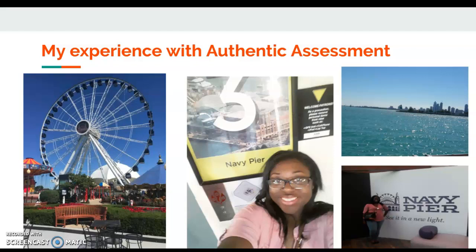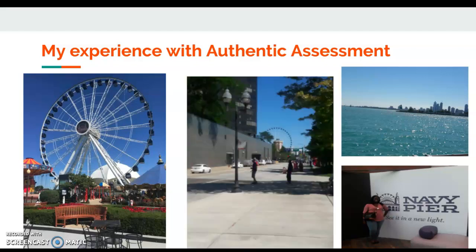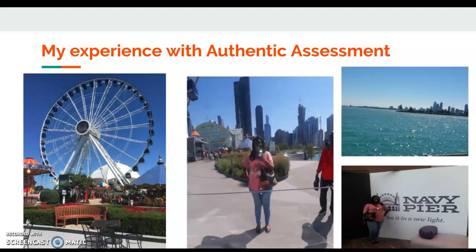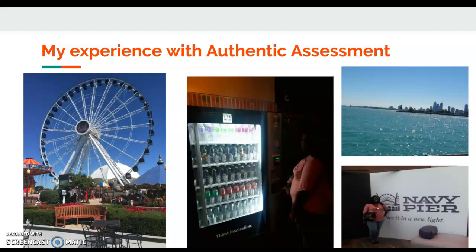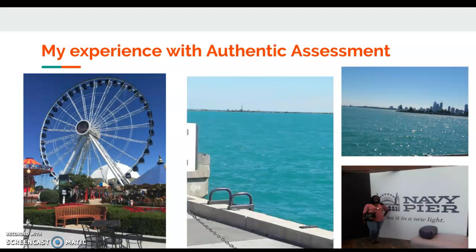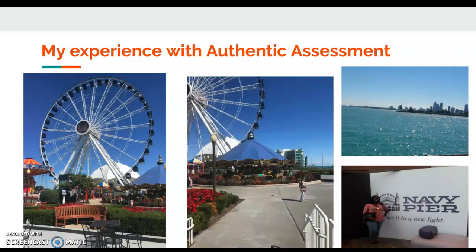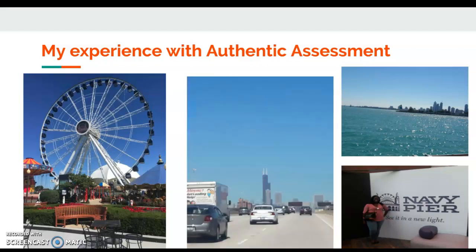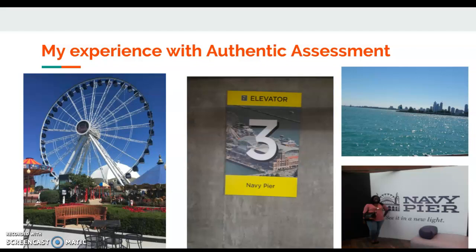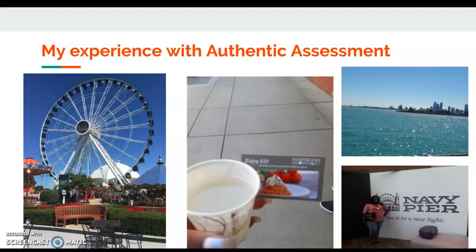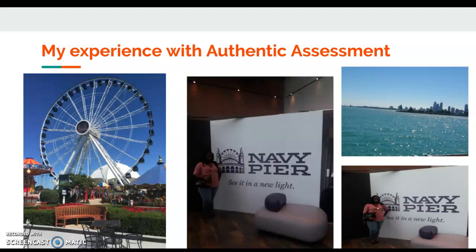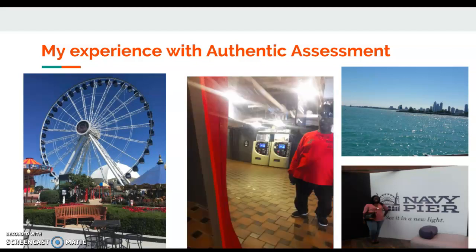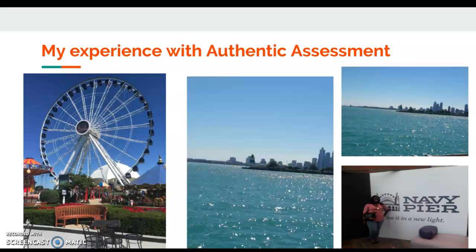But another person recorded audio and created music based off of the sounds that he heard, like the sound of the water, the sound of the people, the sound of the laughing children. He created music based off of that. And another guy created a mini movie of his experience. So I believe that authentic assessment allowed us to be creative, to use higher order thinking, and to help us to plan and create. And all those things are aspects of learning.